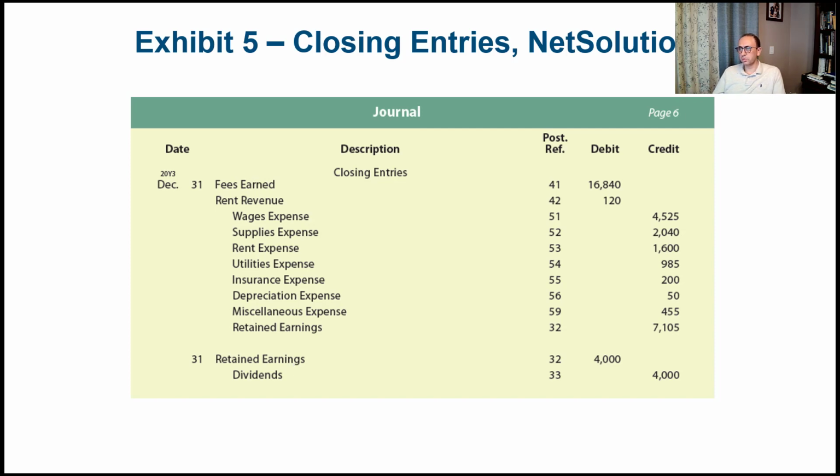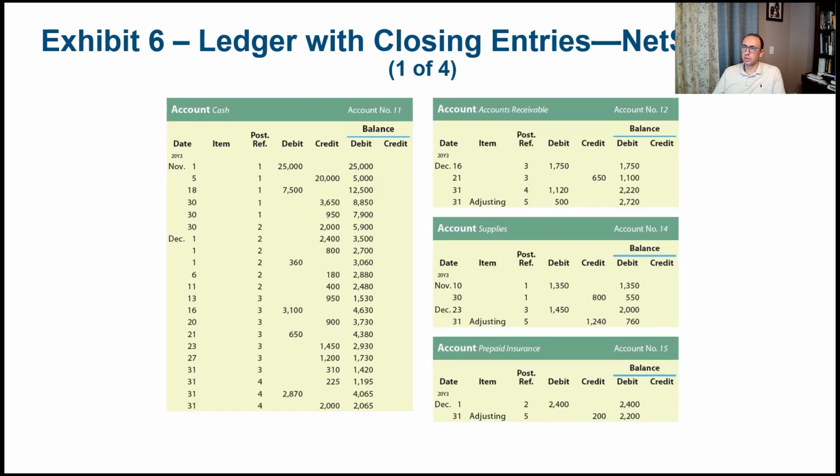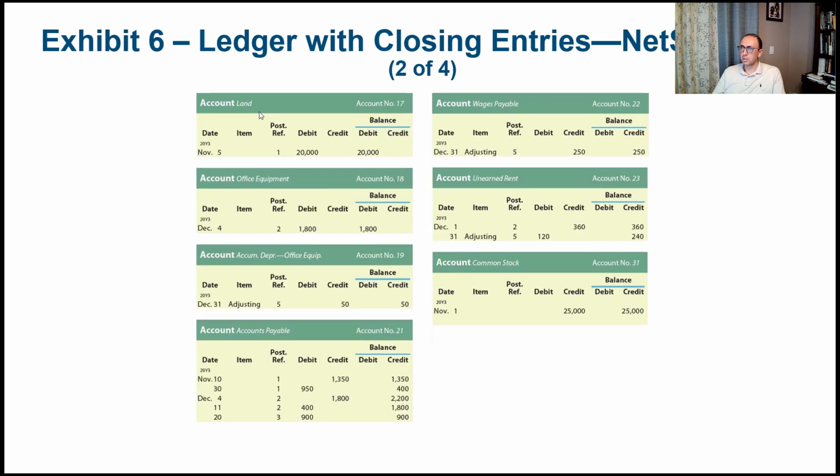By posting this to the ledger, we expect that all the revenues, expenses, and dividends accounts are going to end up having a zero balance. But we're still going to have some balances for all the real accounts, which are assets, liabilities, and equity. So you can see here under assets, cash still has its balance. Accounts receivable still has its balance. Supplies and prepaid insurance have their balances. Land, office equipment, accumulated depreciation, accounts payable, wages payable, unearned rent, common stock, and retained earnings, all of these have balances.